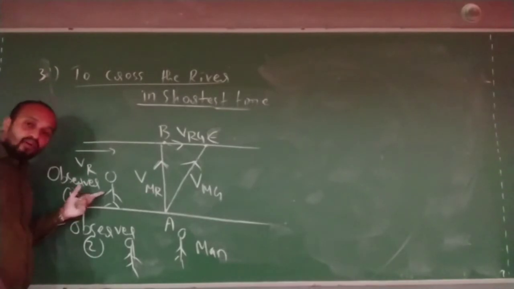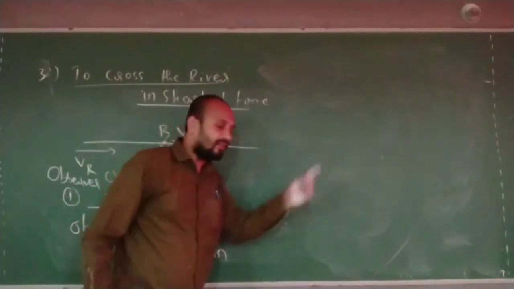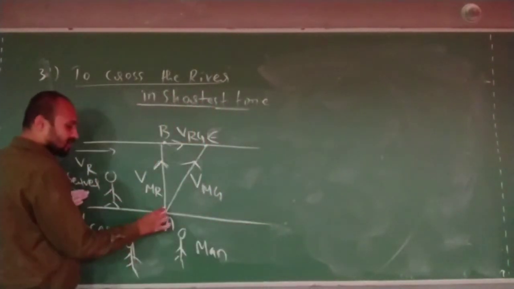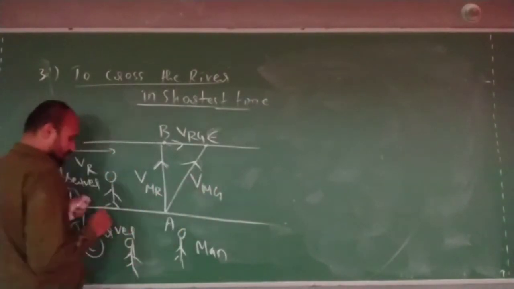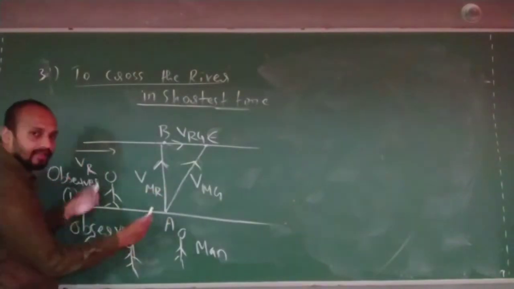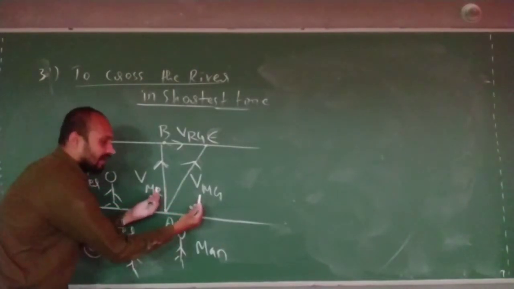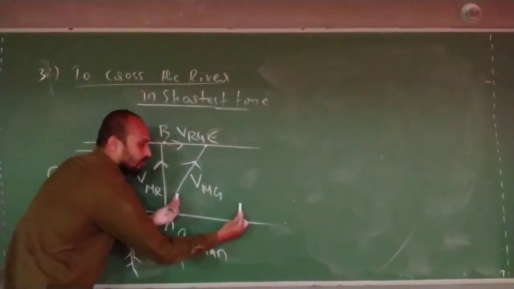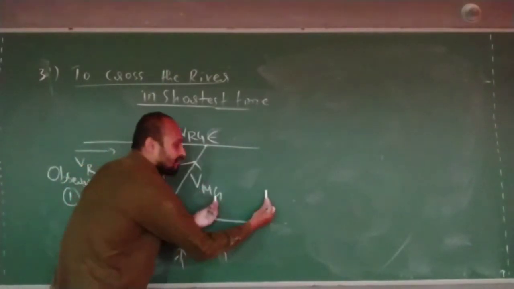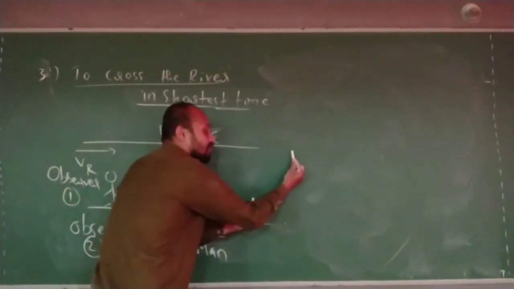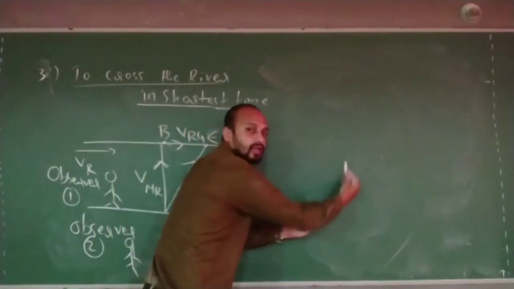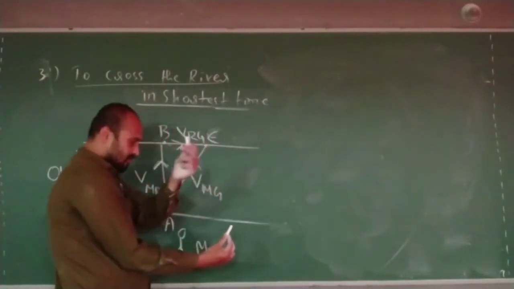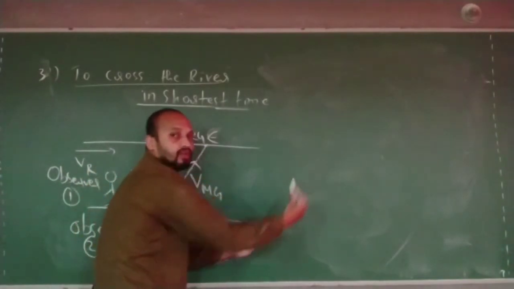For observer 1 who has velocity VR, the displacement will look like this, because he is also moving like this. Observer 1 is moving like this, and the man also will be moving like this. For this guy, only the man's upward velocity will be seen. Correct now? For this man, only upward velocity will be seen.